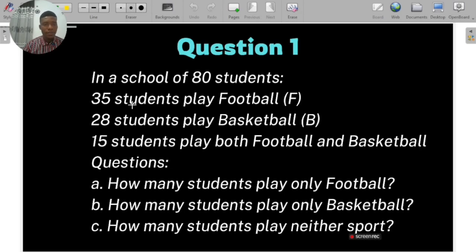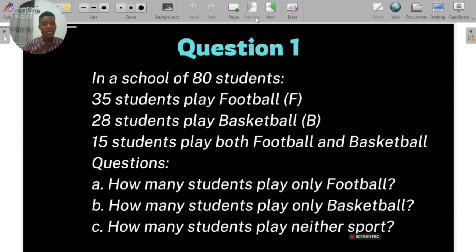Question 1. In a school of 80 students, we have 35 students who play football, 28 who play basketball, 15 students play both football and basketball. So what are the questions? A. How many students play only football? B. How many students play only basketball? C. How many students play neither sport? That is, how many students do not play football and basketball?